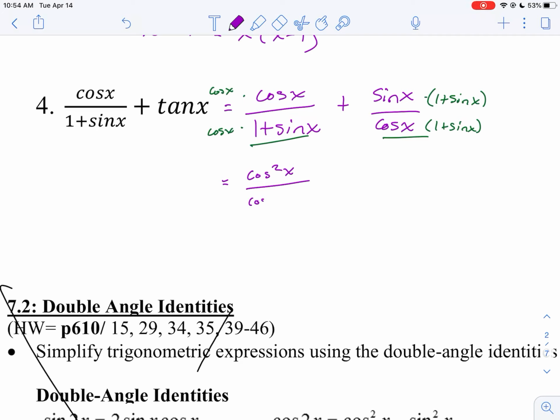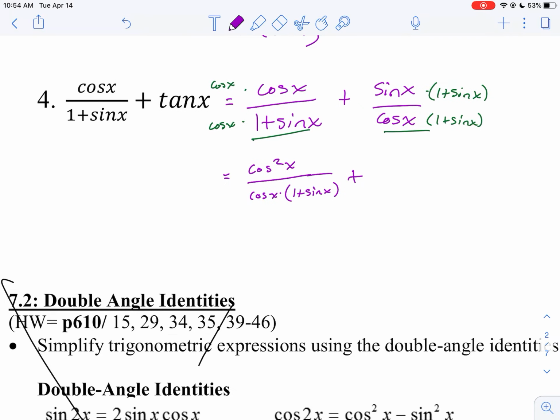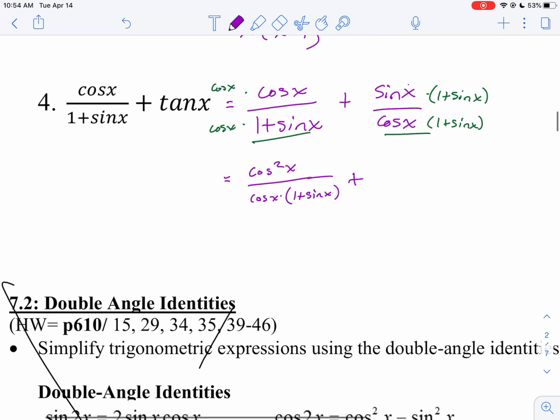In the numerator here, we get cosine squared of x, which I like because that allows me to use a Pythagorean identity. In the denominator, you might be tempted to distribute, and if you did, it wouldn't be the end of the world. But I'm going to leave it this way for now, because I'm hoping something will cancel. And so to cancel, I would rather have multiplication in the denominator. In the numerator here, I'm going to go ahead and distribute.